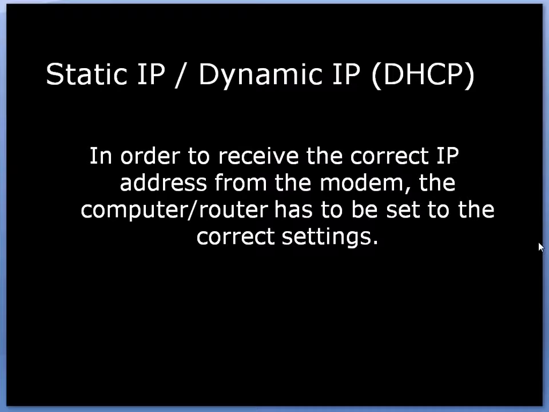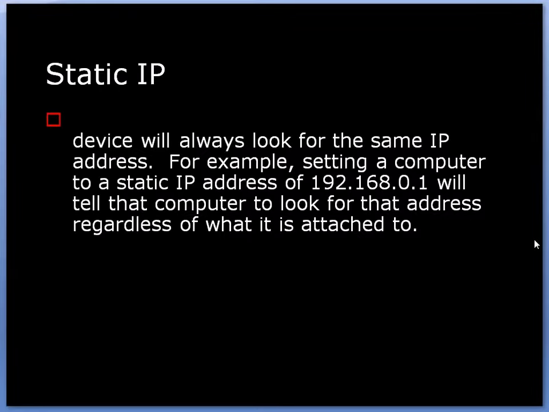You can run into a difference between a static IP address and a dynamic IP address. A static IP address is an IP address that never changes. With static IP, the device will always look for the same IP address. For example, setting a computer to a static IP address of 192.168.0.1 will tell the computer to look for that address regardless of what it's attached to.